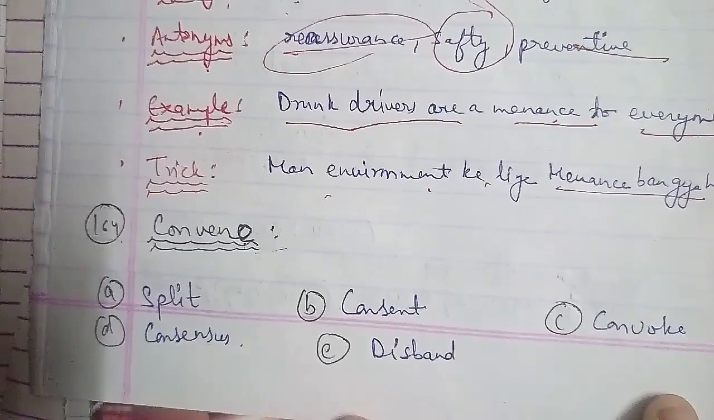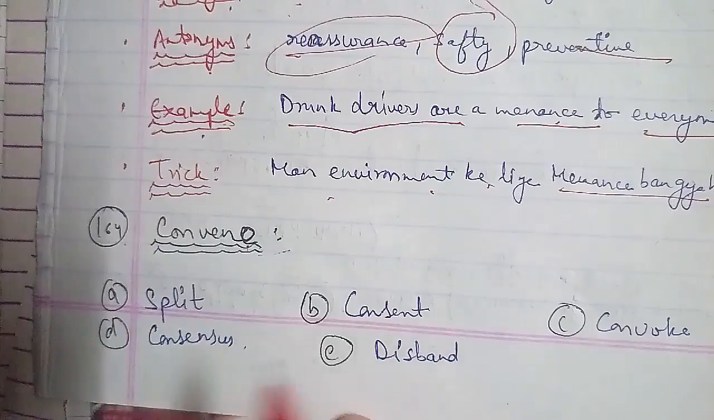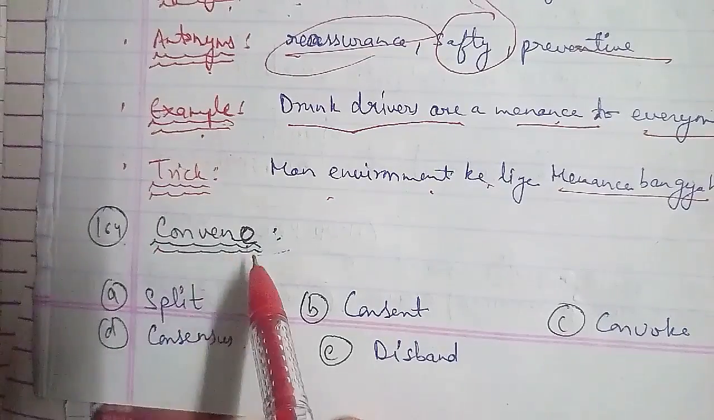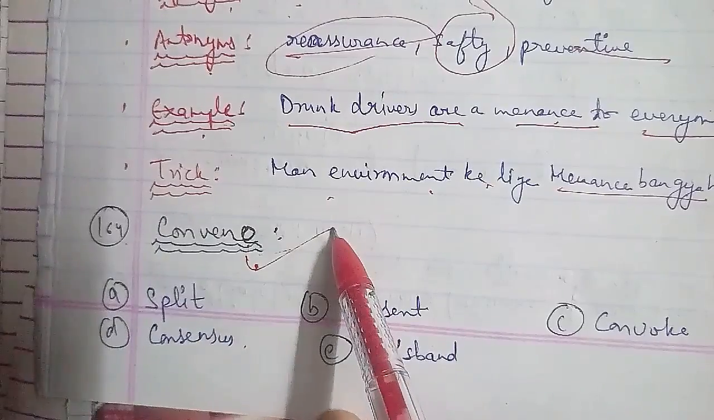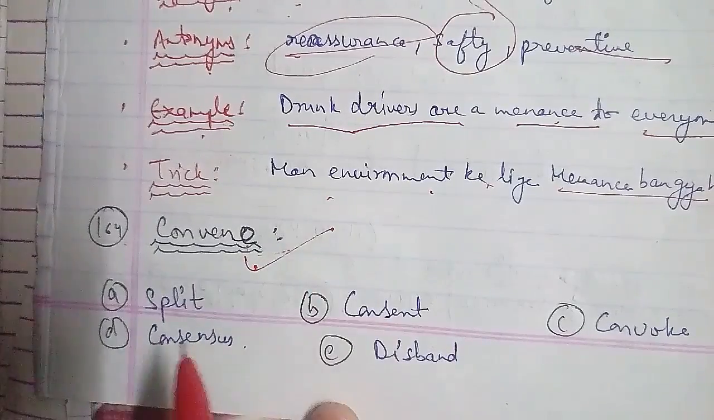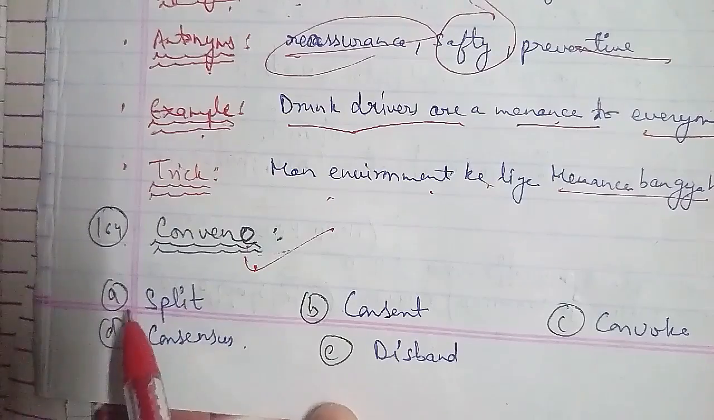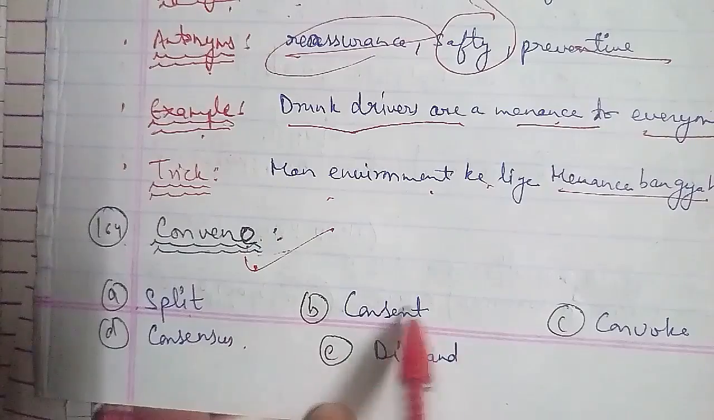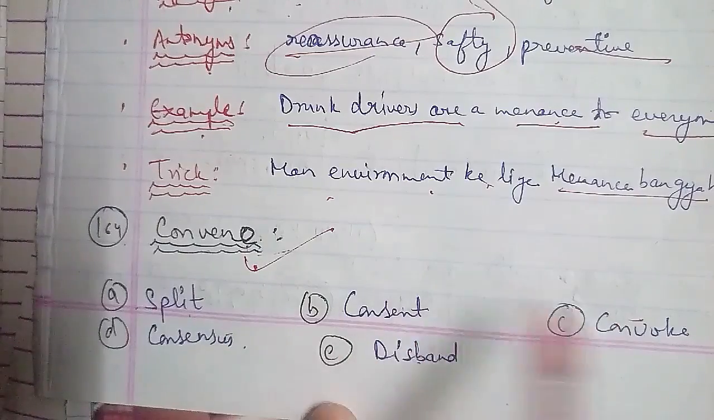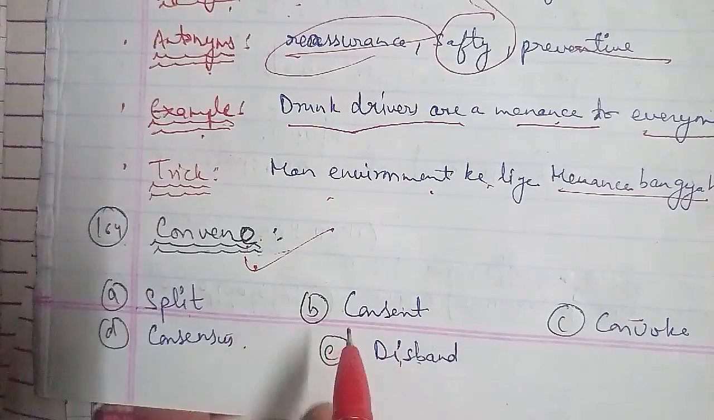Option A is split, option B is consent, option C is convoke, option D is consensus, and option E is disband. Okay, so you have to tell me about convene, which word among these is related to convene here. Now moving on with the next word that we have, your 165th word here.